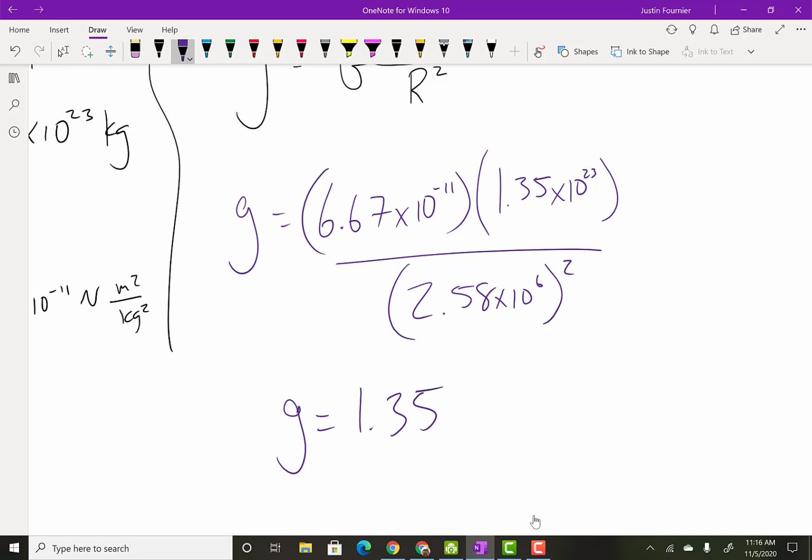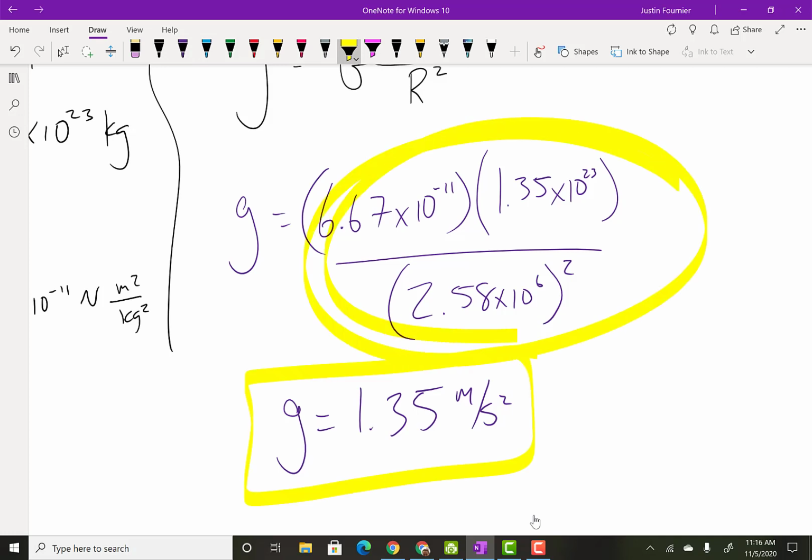And I could say newtons per kilogram, or since they're asking for the acceleration due to gravity, odds are you would want to have meters per second squared. If you check, the units will check out as well.